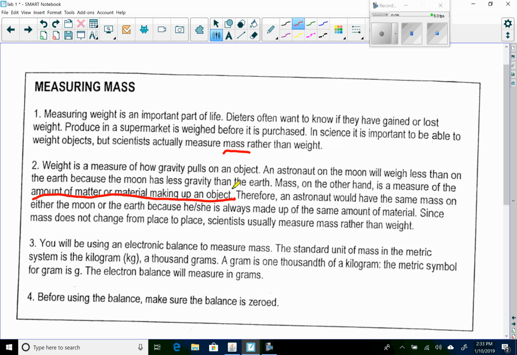3. You will be using an electronic balance to measure mass. The standard unit of mass in the metric system is the kilogram, or 1,000 grams. A gram is 1,000th of a kilogram. The metric symbol for gram is g. The electronic balance will measure in grams. 4. Before using the balance, make sure the balance is zeroed.